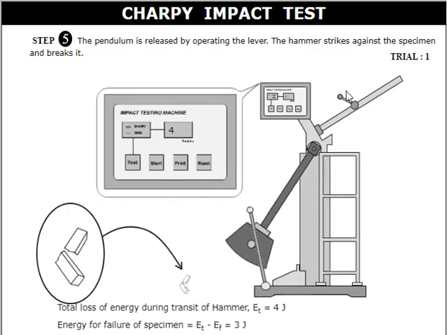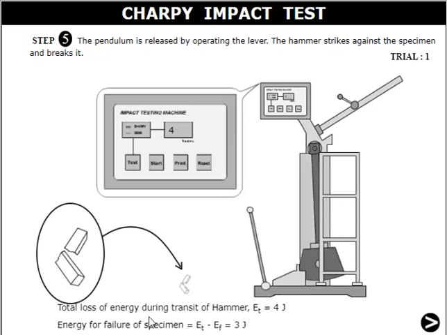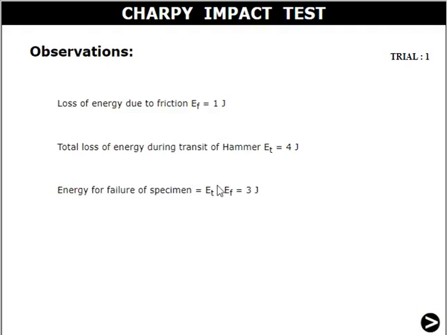So in trial 1 we will get the loss of energy during transit of hammer. It is equal to 4 joule, and the energy of failure of the specimen will be equal to 3. Therefore the loss of energy due to friction is 1 joule. Then the loss of energy due to transit of hammer is 4 joule, and we will get the energy for failure of the specimen as 3 joule.